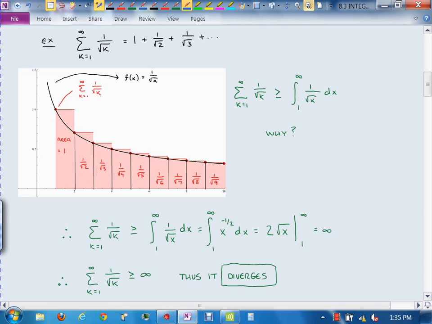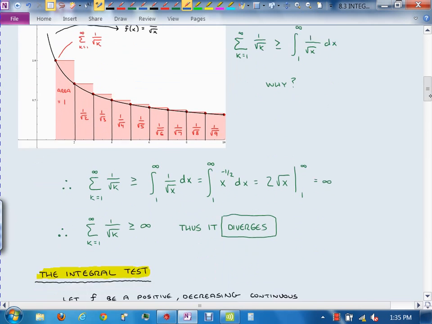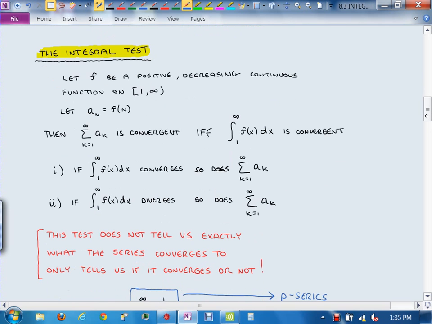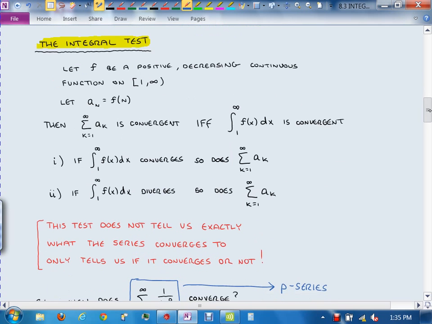Yes? So if we're doing these problems on our own, how will we know that the rectangles are bigger? I was hoping someone would ask that question. The good news is you're not going to have to, because I'm going to give you the theorem, and the theorem tells you what you need in order to determine this. But I wanted you to see where the integral test comes from. It comes from this geometric idea. Now the theorem, hopefully that's what's next. Yes, it's right here. Okay, that's the integral test, right there.